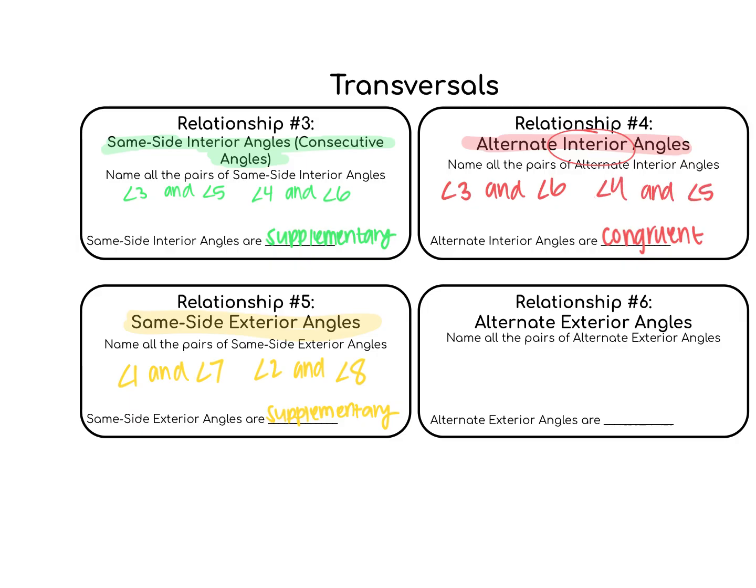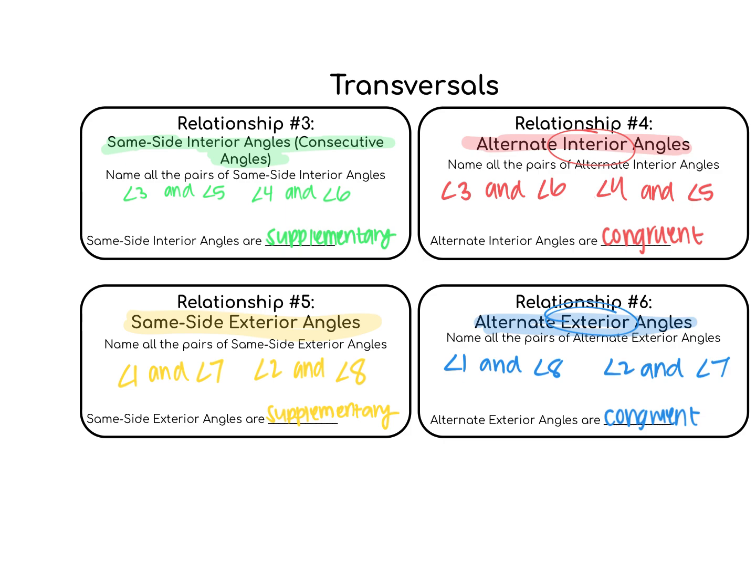Last but not least is alternate exterior. Again, very, very similar. This time is just on the outside. It's the exterior. These ones are also congruent. So they are the same and they're on opposite sides. So again, that was angle 1 and angle 8, angle 2 and angle 7. So that is kind of our big chart of all of the different types of angles that we have.